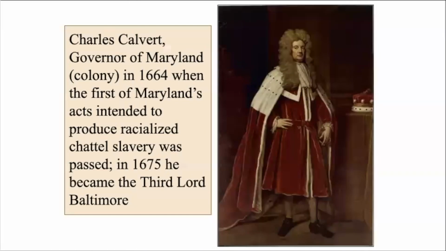If you have been linking dates in different parts of the story, and I don't blame you if you have not been, then you know that Charles Calvert held the governorship of Maryland in 1664, when the first of Maryland's acts intended to produce racialized chattel slavery was passed. Maryland had a partially elected government in addition to a governor appointed by the proprietor, but the governor made the rules over who could run for office.